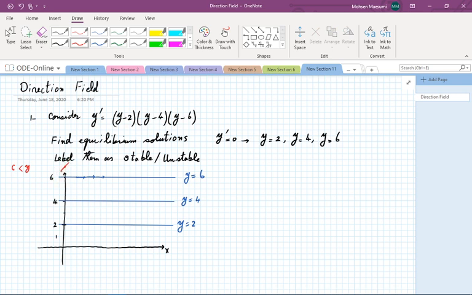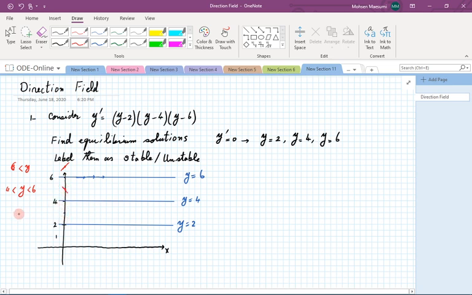I didn't carefully calculate the number. I just need to know if I'm moving up or down. Now suppose I pick a point between 4 and 6. Could conveniently pick 5, but any number between 4 and 6 would do the same job for us. Well, then y minus 6 will be negative, but these two will be positive. So in this region, y prime is negative. That means I'll be moving downward.